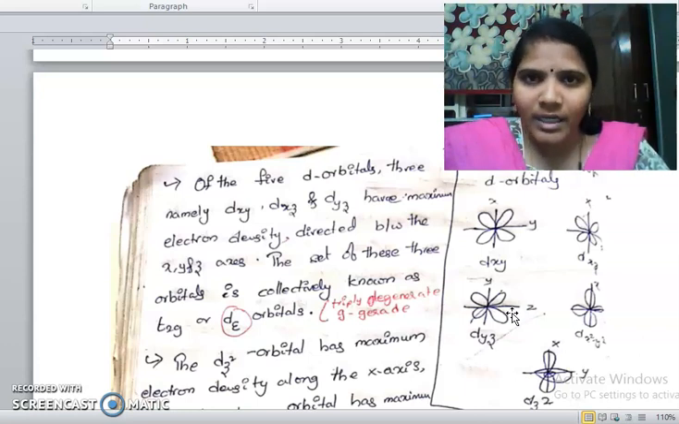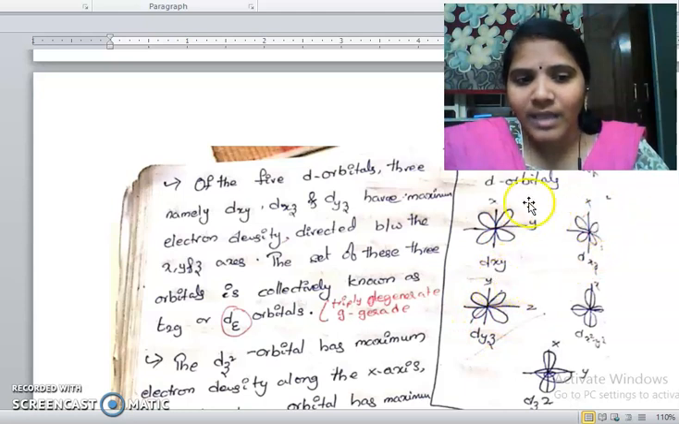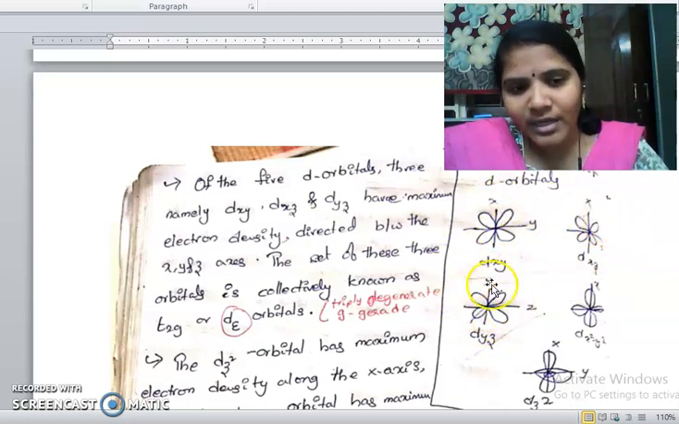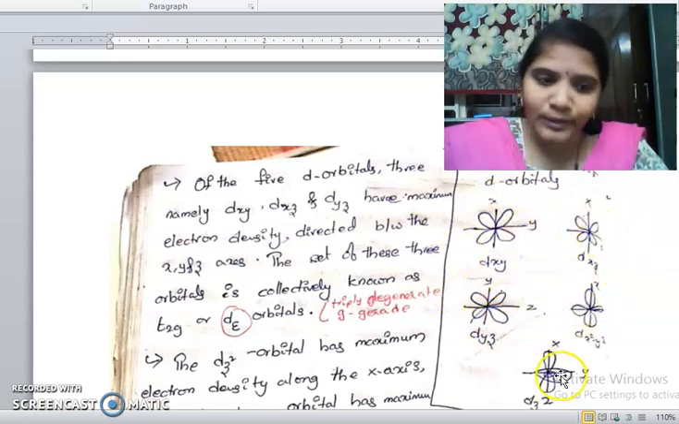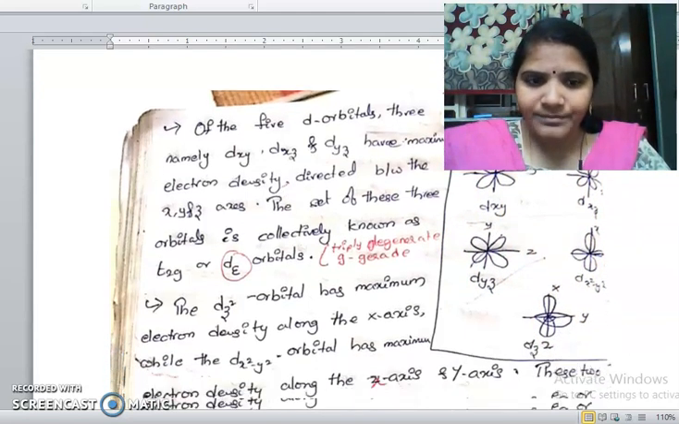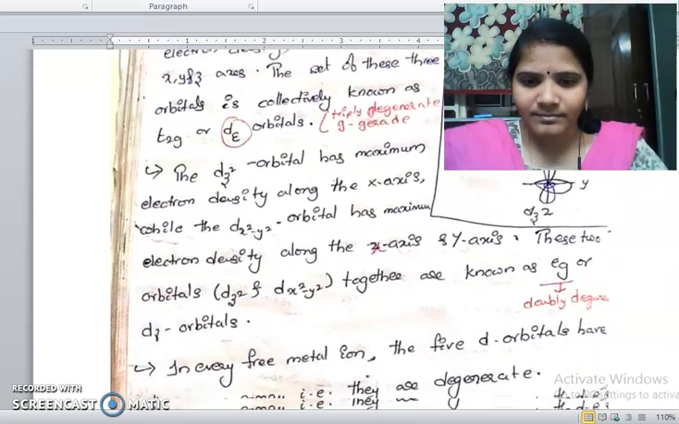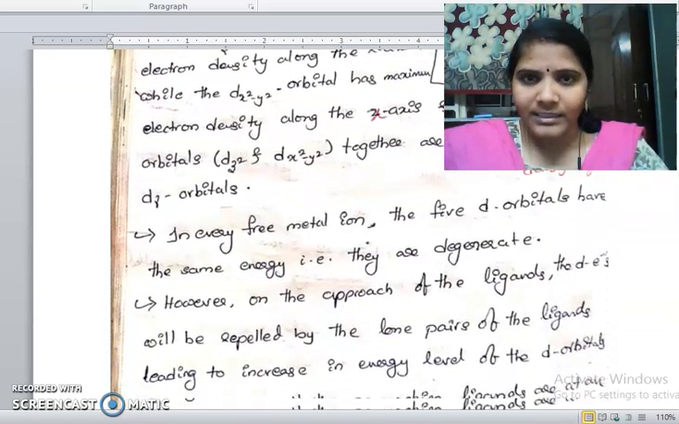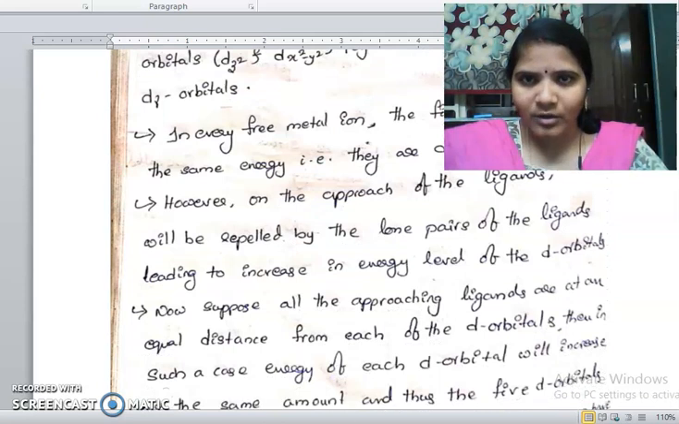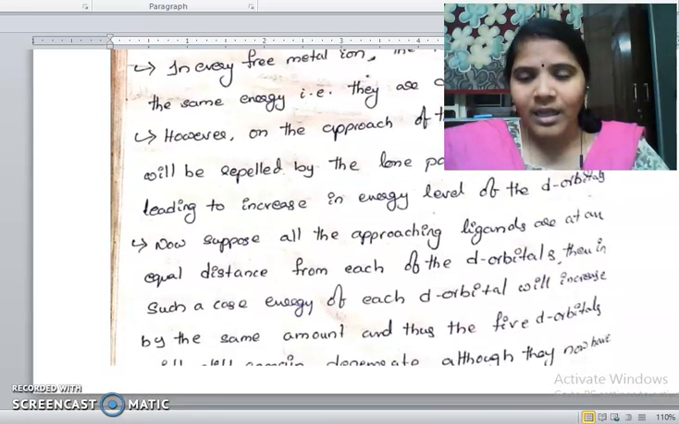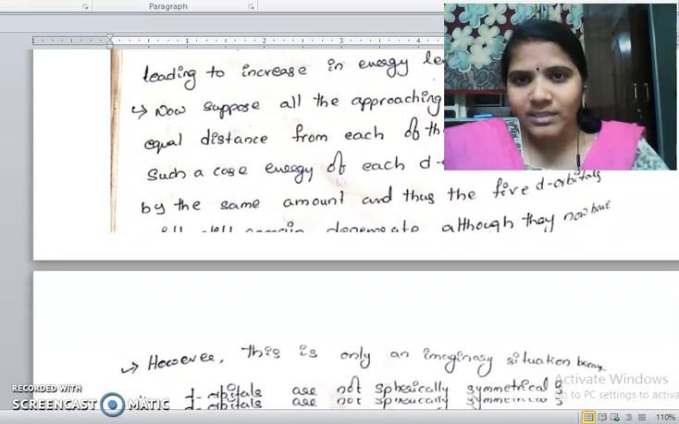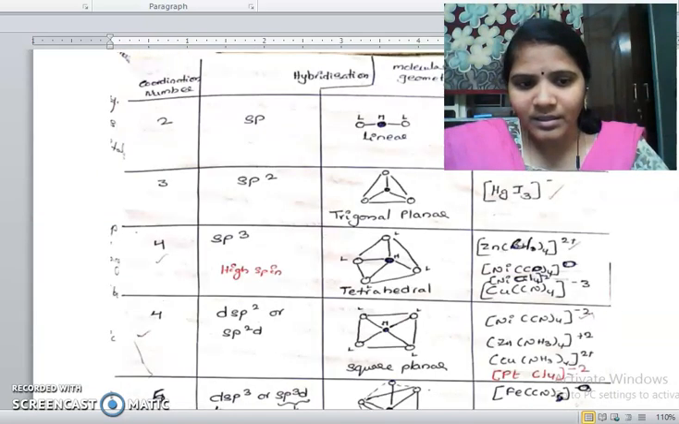And then in the octahedral complex, we consider how the metal atom is experiencing the repulsion, whether these three are experiencing more repulsion or these two are experiencing more repulsion. We'll discuss that now. Generally Eg orbitals are called doubly degenerate, and T2g orbitals are considered triply degenerate.